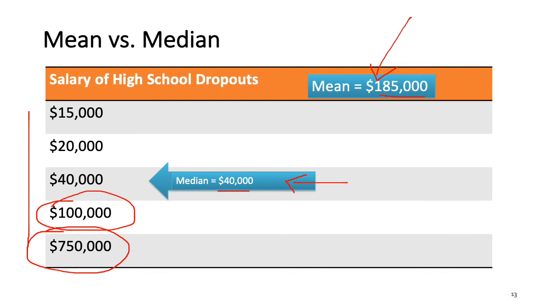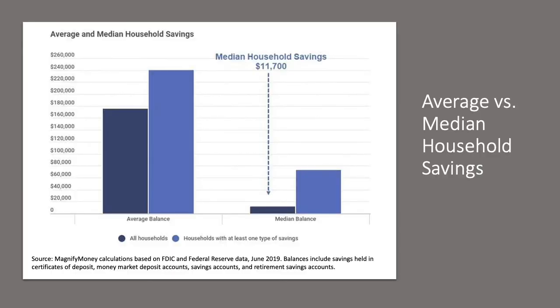Let's have a look at a real data set. Here we see a representation of the mean household savings versus the median household savings in the United States as of June 2019. Notice here the darker blue, we have the average, the mean. So that's like taking everybody's savings, adding them up, and dividing it by the number of people in the US. In this case, we find that the average savings is close to $170,000. However, this may be impacted by people that are very, very wealthy and have very large savings accounts.